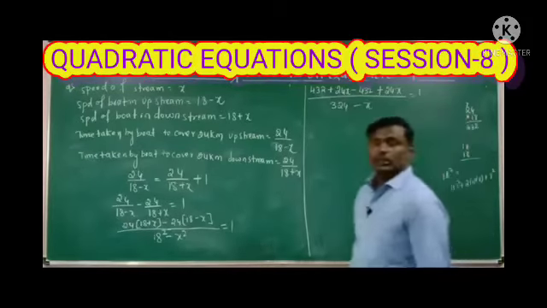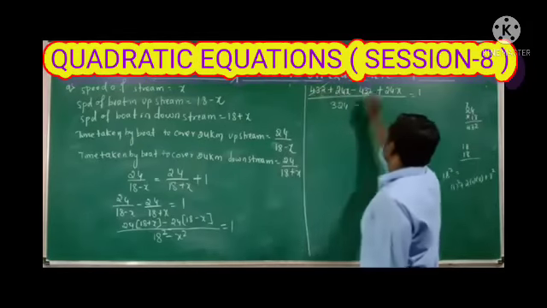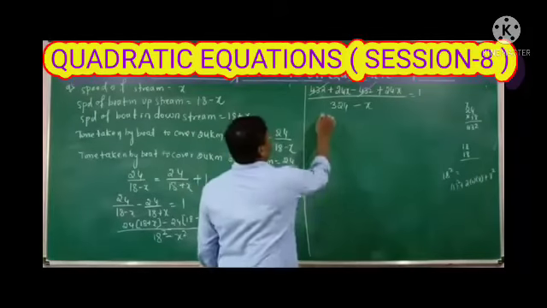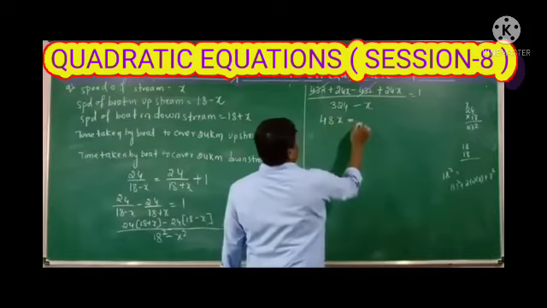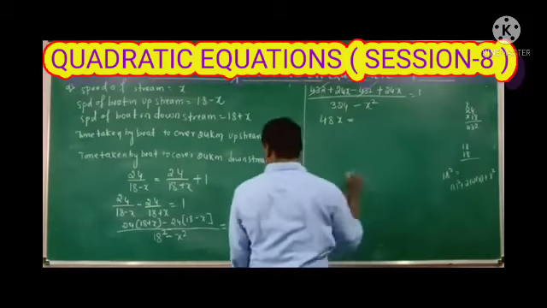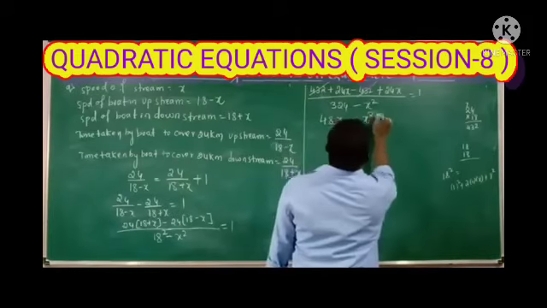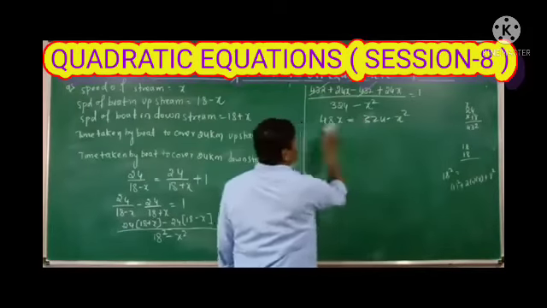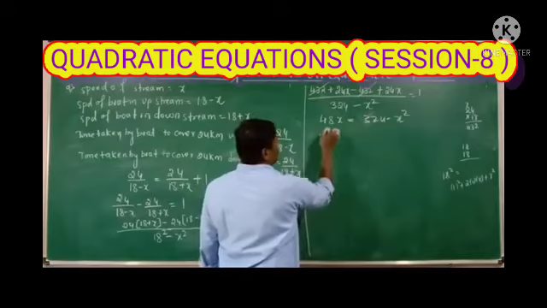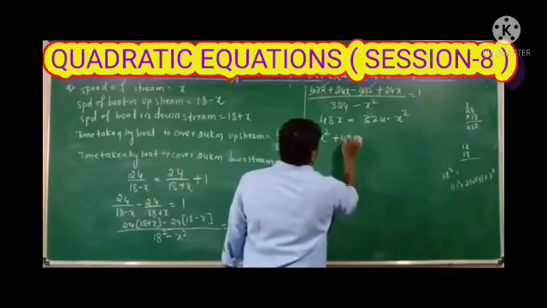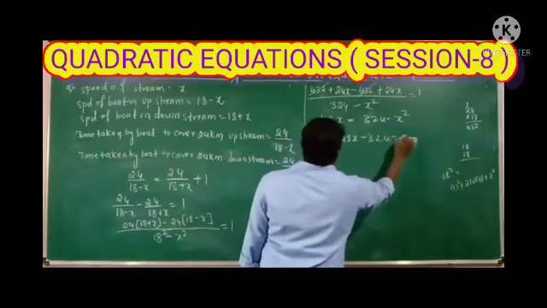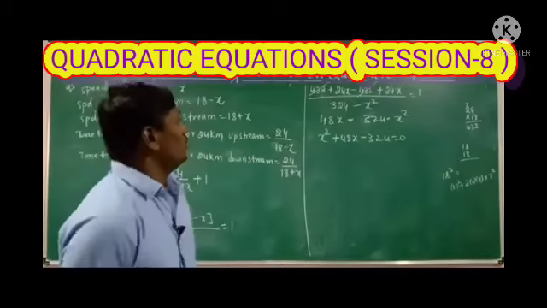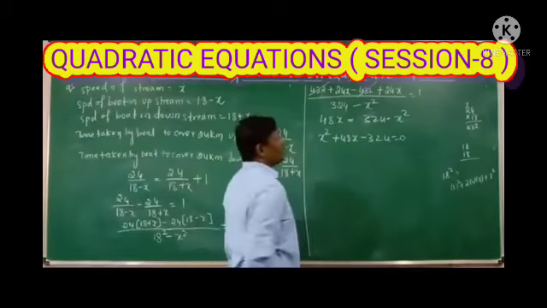Cross multiply this one. Plus 432 and minus 432 get cancelled. 24x plus 24x is 48x, which is equal to x square, 324 minus x square. Now take all terms to the LHS. Minus x square becomes plus x square, plus 48x minus 324, which is equal to 0. Now split the middle term into two factors. You will get the roots of the quadratic equation.